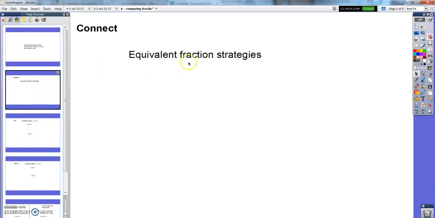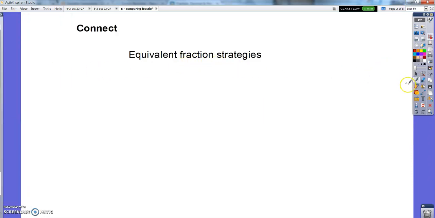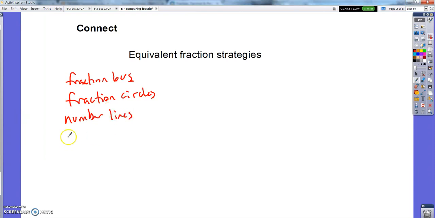All right, so we spent the last week on using some equivalent fraction strategies. We used fraction bars, fraction circles, number lines, partitioned drawings, and set models, all to tell whether or not fractions were equivalent. And those strategies are going to help us also compare fractions.